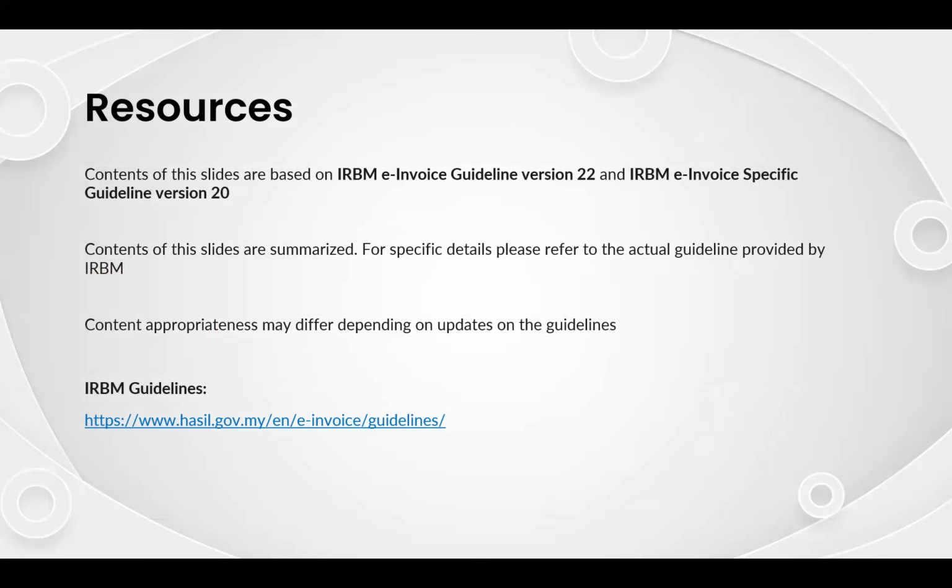So what the content should be is based on the IRB guide. And the IRB guides are all uploaded on their website. So you can go and have a look at hasil.gov.my, and inside the guides, a lot of industries are already there, especially e-commerce, trading, construction, and some other industries. Okay, like import and export also have guides there. So in order to get more info, you can get the guideline.